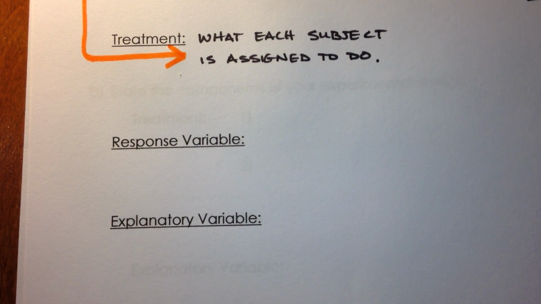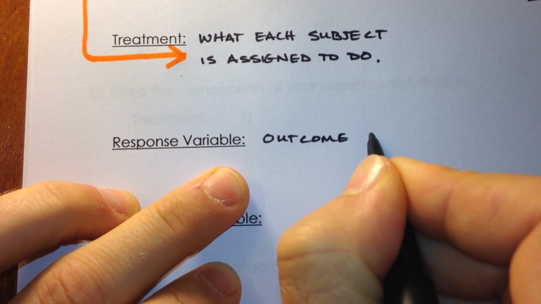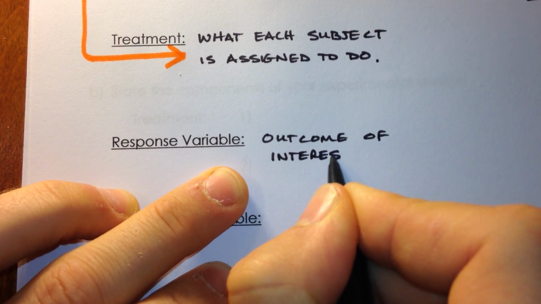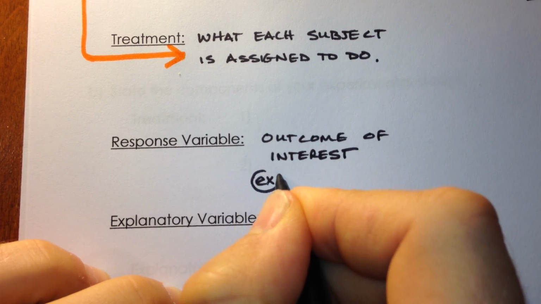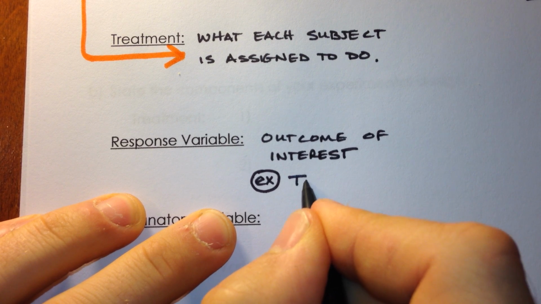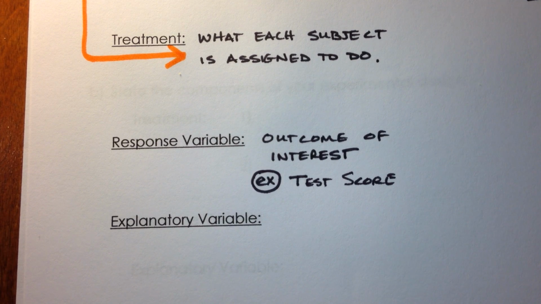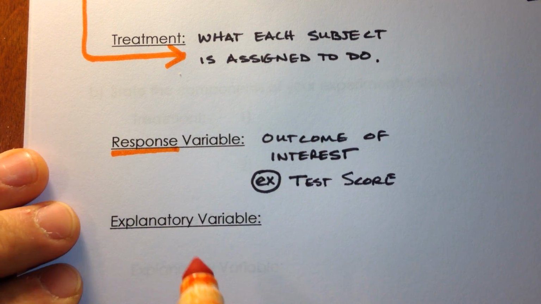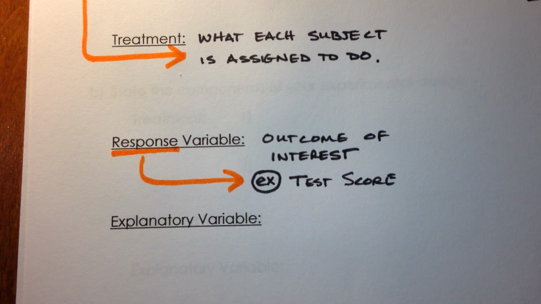Next, let's talk about the response variable. That's the outcome that we're interested in. In the case of our experiment, the outcome that we're going to look at is the test score. Another way to think of that is response or respond. Students that have the orange might respond by having a higher test score.